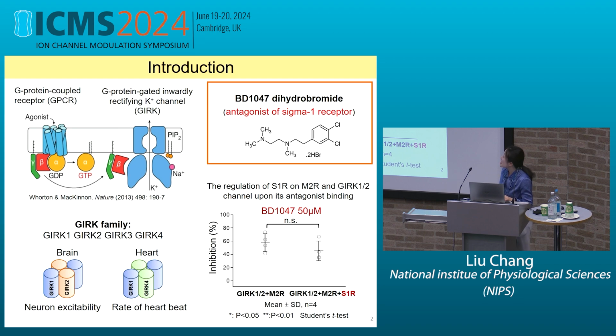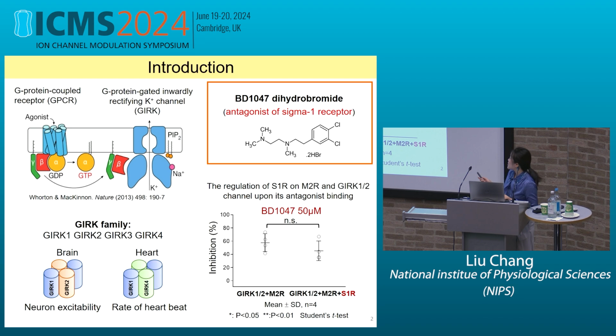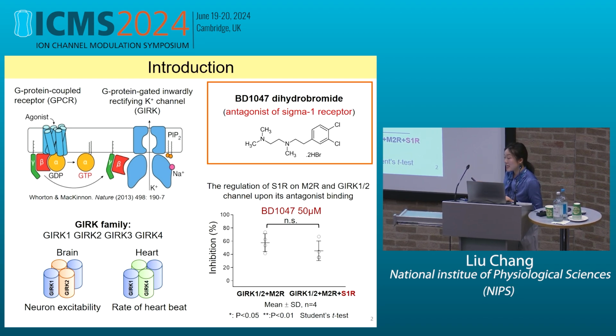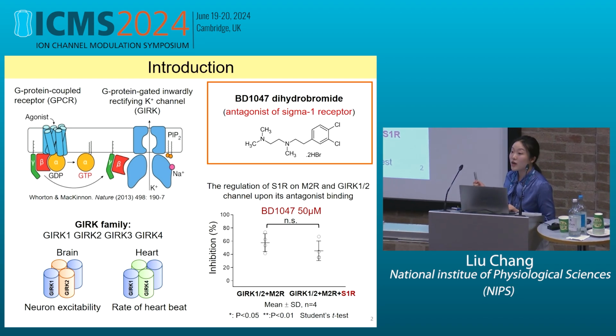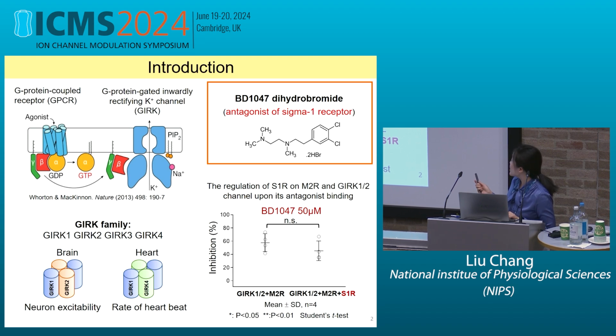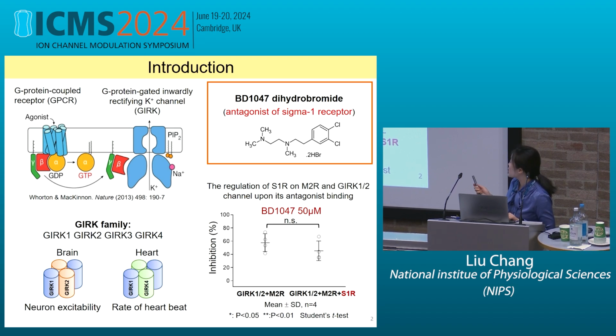As for BD, BD is one of the antagonists of the sigma-1 receptor. In my other project, I'm trying to examine the regulation of M2 receptor by sigma. Sigma is a chaperone protein, and M2 is a Gi/o-coupled receptor. So here we use the GIRK channel as the effector of the M2 receptor, so the function of M2 can be measured by the GIRK current.